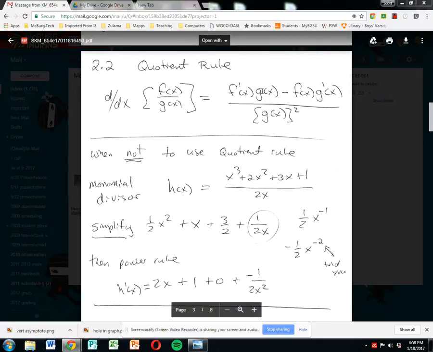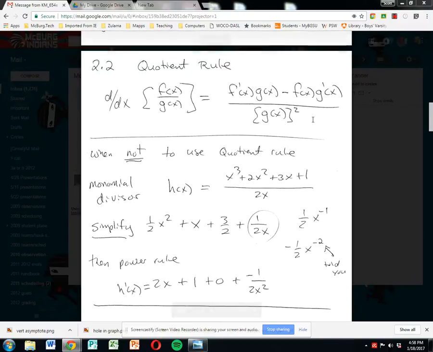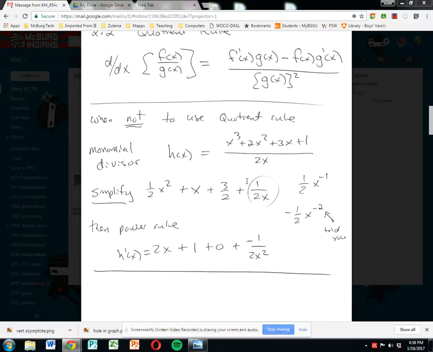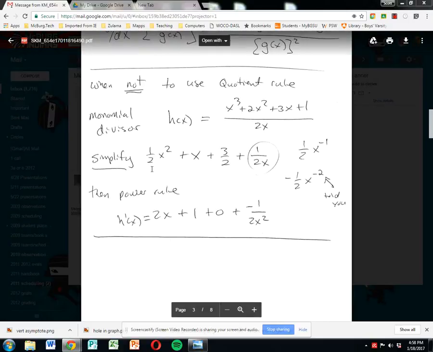that you take the f prime times g of x and f of x times g prime of x. One major difference is the fact that this is subtraction up top, and obviously the other huge difference is we divide by g of x squared at the bottom. Okay, here's a time when not to use the quotient rule. If you have a simple monomial divisor, you can just break this up into its components.